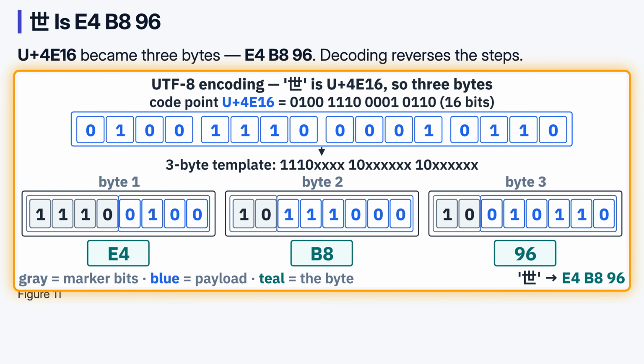And there it is. One code point became 3 committed bytes. The first byte is hex E4. The second byte is hex B8. The third byte is hex 96. Decoding runs the same steps backward. Read the first byte's leading 1110. Learn that 3 bytes are coming. Strip the marker bits off each byte and glue the payload bits back into the original code point. Encoding and decoding run the same path in opposite directions.